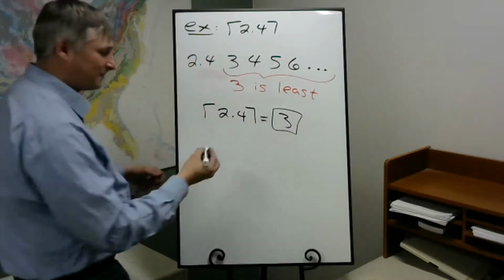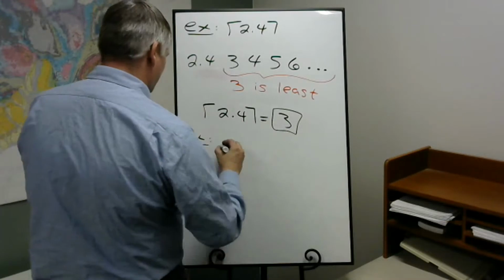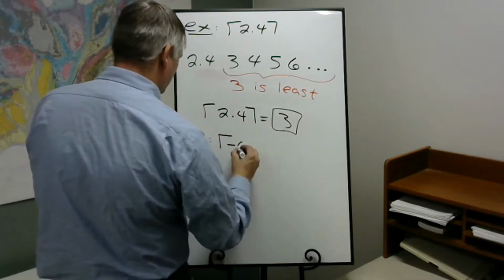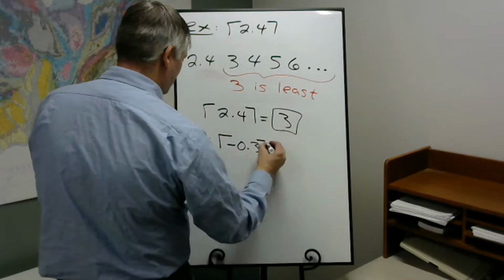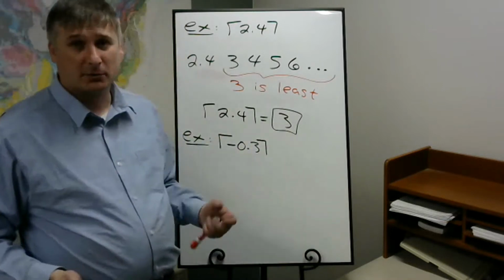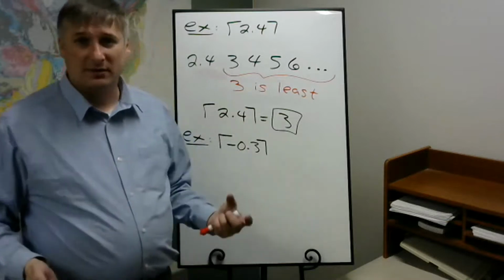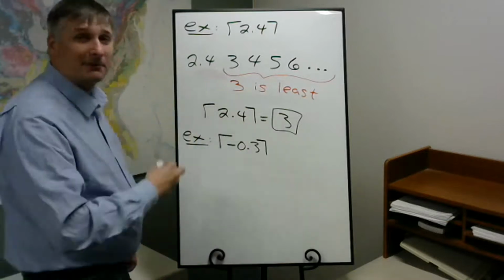So let's take a look at another one. Least integer function applied to negative 0.3. Again, let's look at the integers to the right of negative 0.3 on the number line.